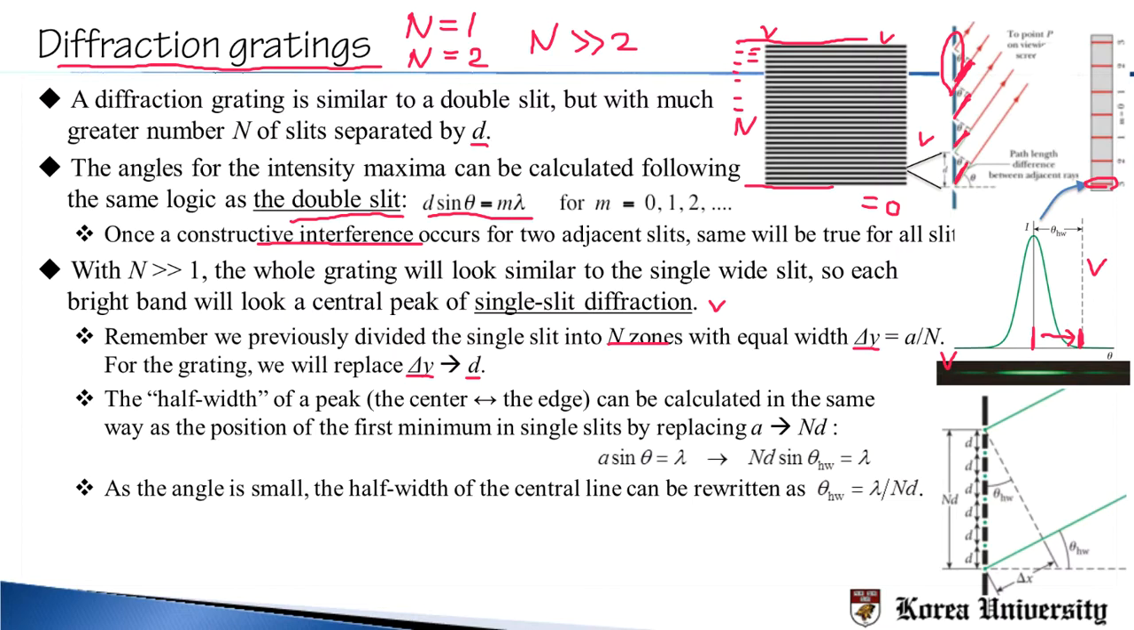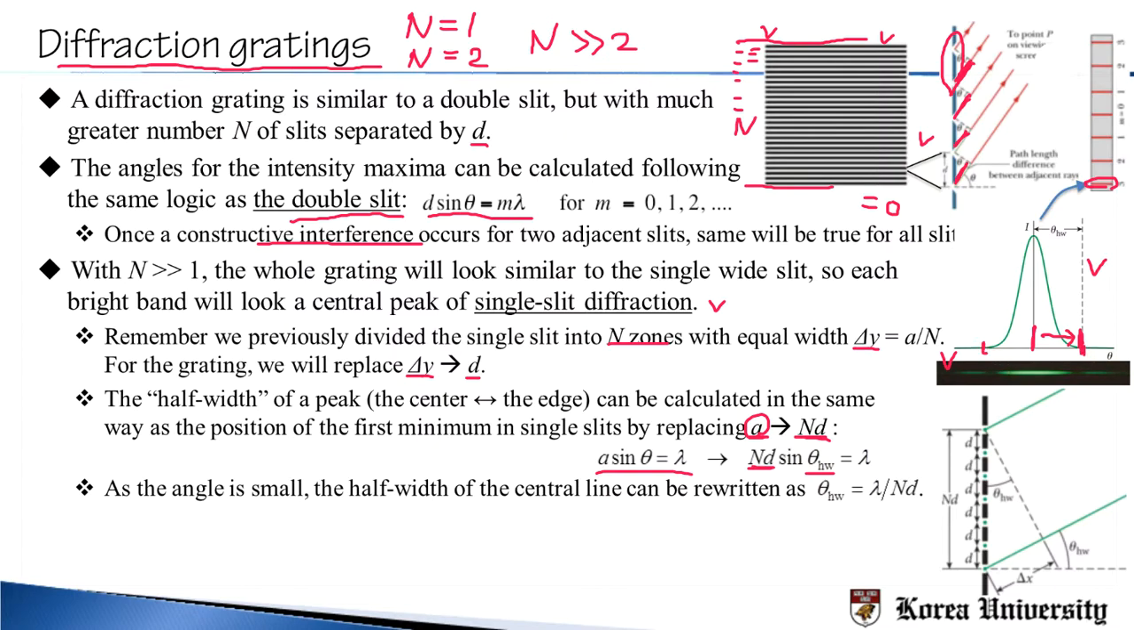Alright, so using that idea, the position for the single slit was found like this: a sin theta equals lambda. So therefore, now we want to replace a with nd. So n number of slits is equal to the one single slit. So therefore you replace a with nd, and then that condition is the position for the half width. By half width we mean the distance between the center and the one edge, which means that full width is from one edge to the other, right?